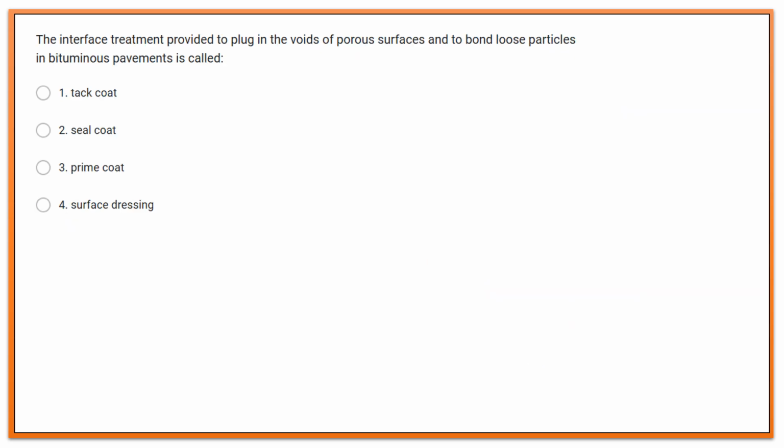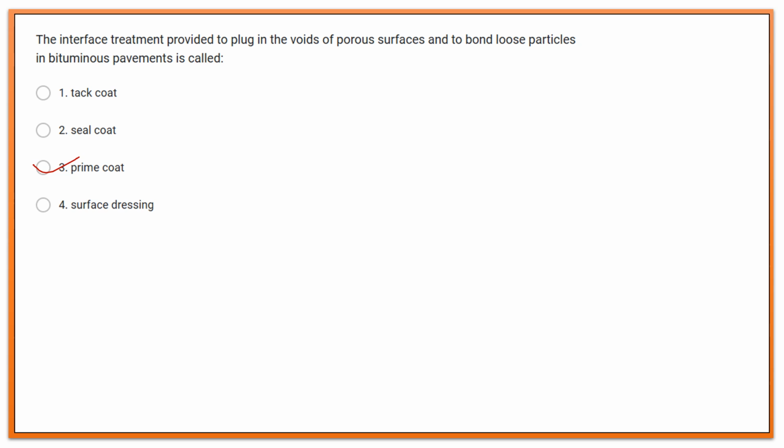The next question, question number 10: the interface treatment provided to plug the voids of a porous surface and to bond loose particles in bituminous pavement is called as? The interface treatment used to plug the voids of a porous surface and to bond the loose particles in a bituminous pavement is nothing but a prime coat. So here the third option is correct, which is prime coat.